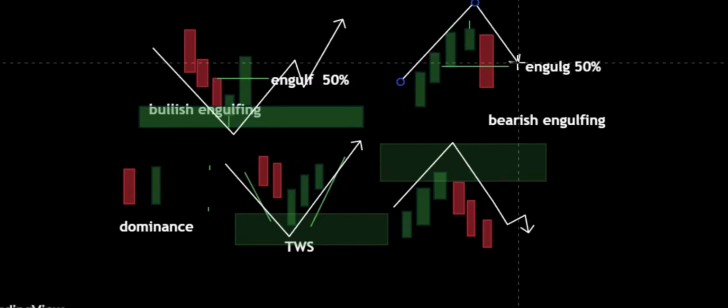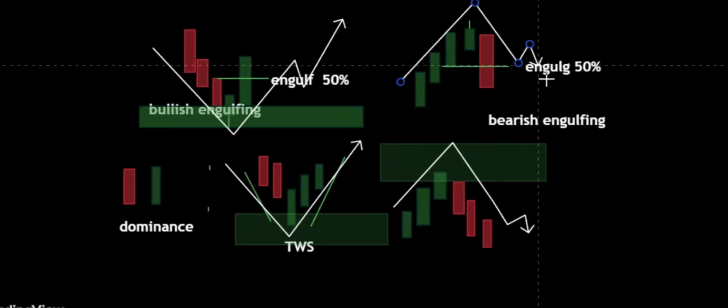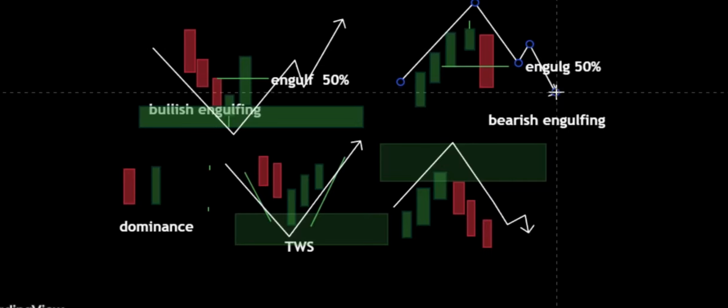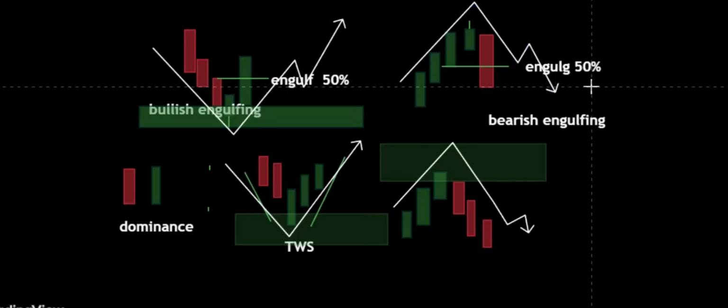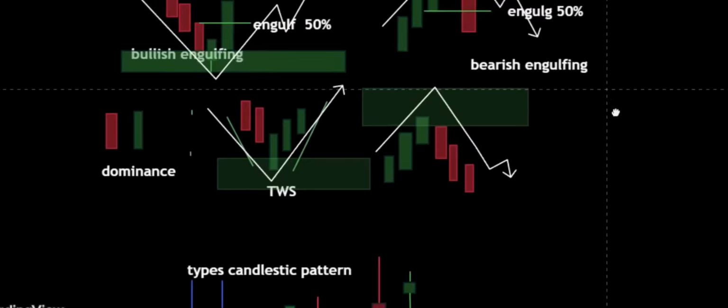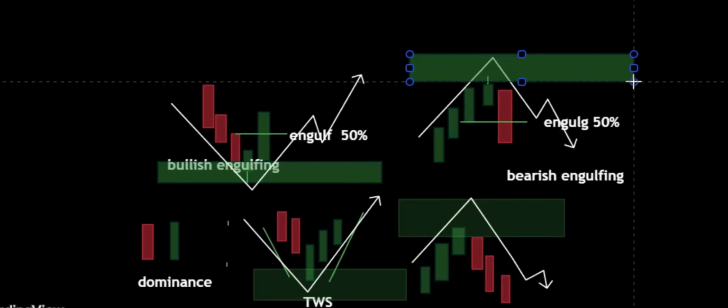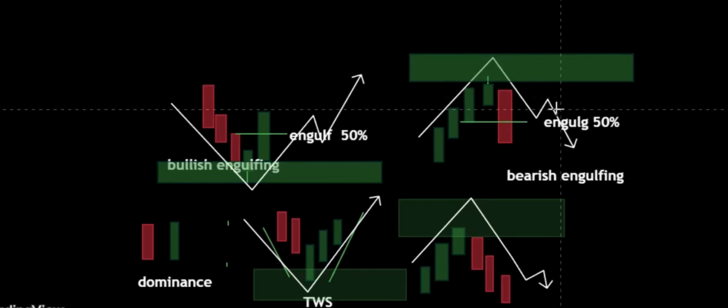Similarly, as you can see, here is a bearish engulfing. This red bearish candle engulfs the previous candles by 50% and starts going down.